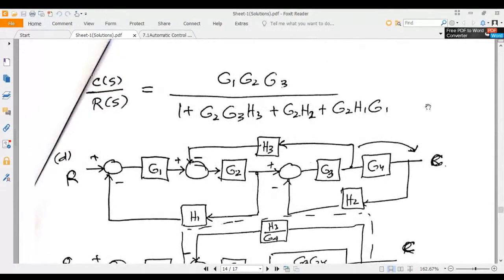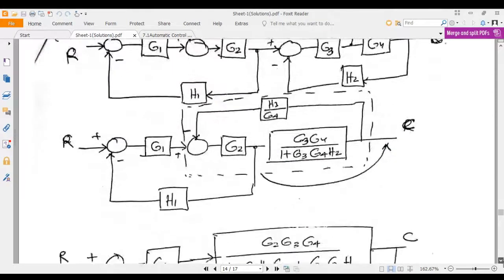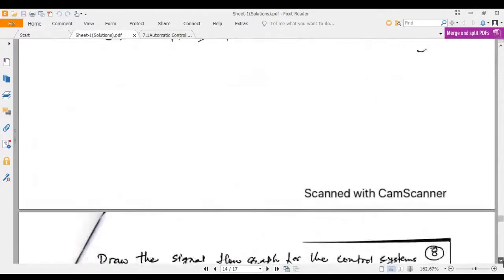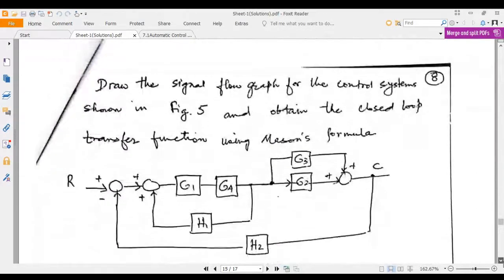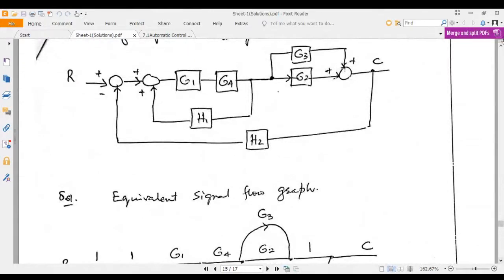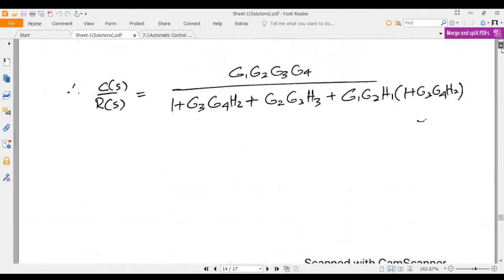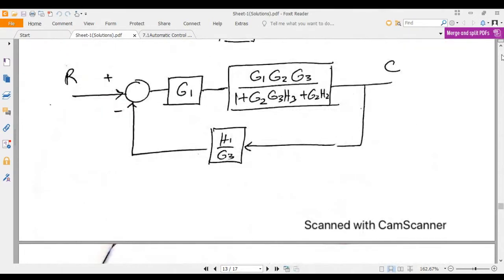This is about the third question, I think. A, B, C, three questions. D is fourth. I want to give homework actually. Signal flow graph. Okay, I will give the homework for signal flow graph later. So we will go for question number 4 here.